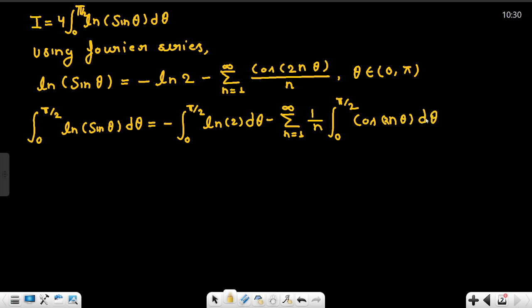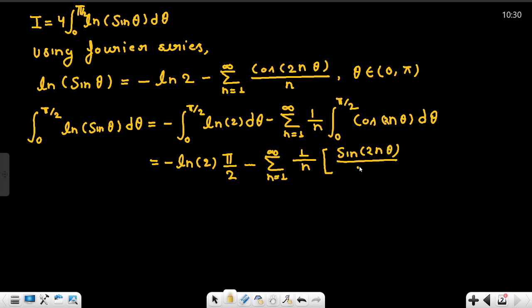Okay. Now what about the idea? So minus the integral of ln 2, that is ln 2 times theta, so that is pi by 2, minus the summation from n equal to 1 to infinity of 1 by n times the integral from 0 to pi by 2 of cos 2n theta, which gives sine 2n theta by 2n, right? And our limit is 0 to pi by 2, right?